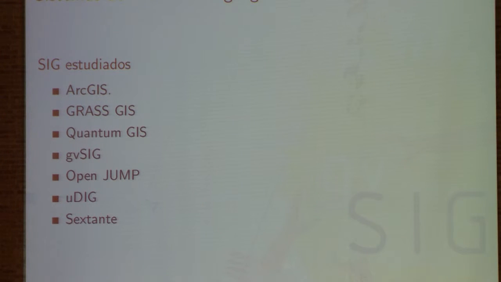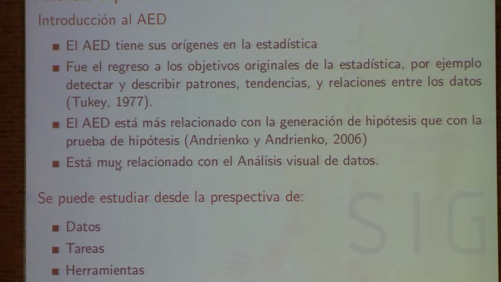And we also have geographical information systems, and we were using different systems: ArcGIS, GrassGIS, QuantumGIS, gvSIG, OpenJump, UDIG, Sextante, and all the algorithms were implemented on gvSIG and Sextante.